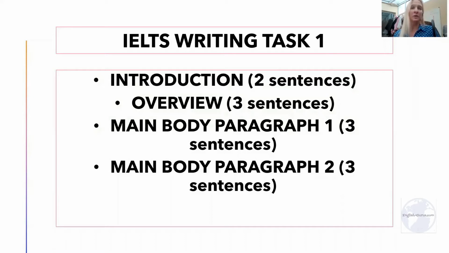What's really important to remember also is to include your overview, because your overview is your summary of the bar chart. And without an overview, you probably will get a score of 4 in IELTS. So in order to achieve that higher score, 6+, you must include your overview. Another thing to note is that you don't need to include any numbers or data in the overview. All of that will come later in main body paragraphs 1 and 2.